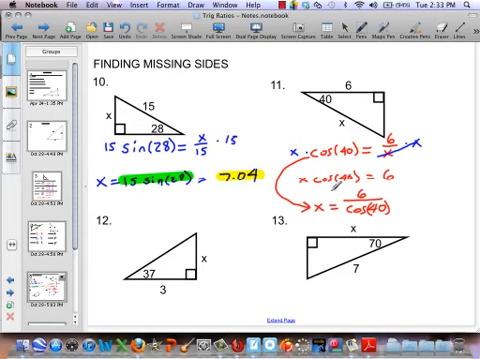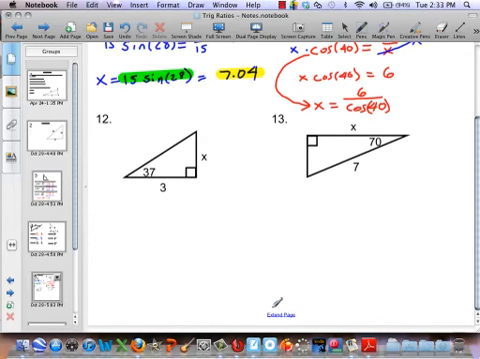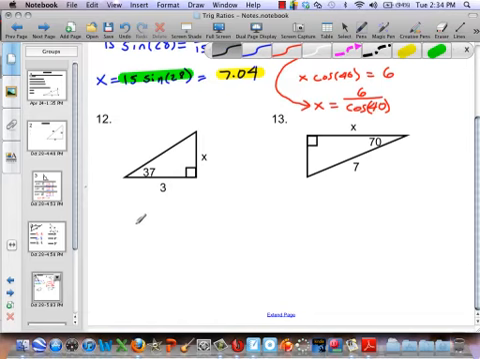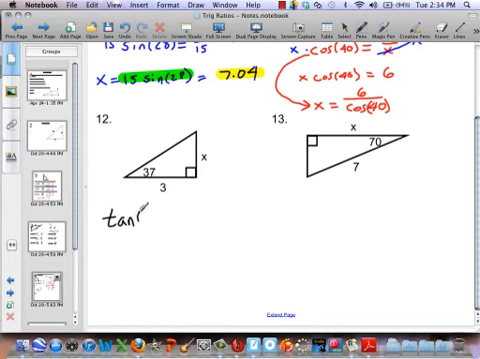Which trig function are we going to use on number 12? Connor, what is it? Opposite and adjacent. Which trig function is that? Tangent. So the tangent of my angle, which is 37, is equal to opposite over adjacent. How do I solve for x? Multiply both sides by 3. x is 3 times the tangent of 37.